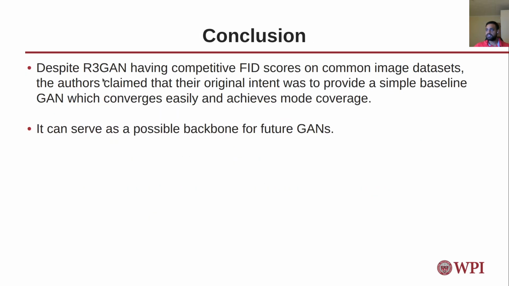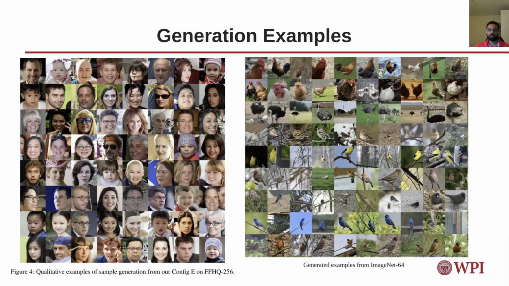Now, despite R3GAN having competitive FID scores, the authors still claim that their original intent was to just provide a simple baseline which can serve as a possible backbone for future GANs. And I'm just going to end the video by showing some examples of generation from the original paper.